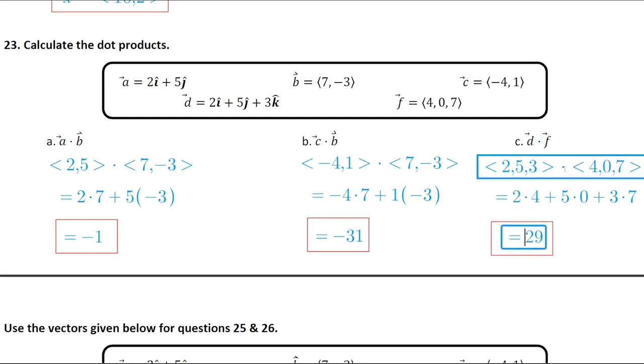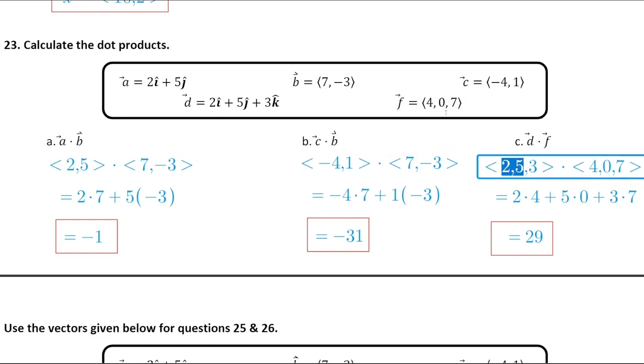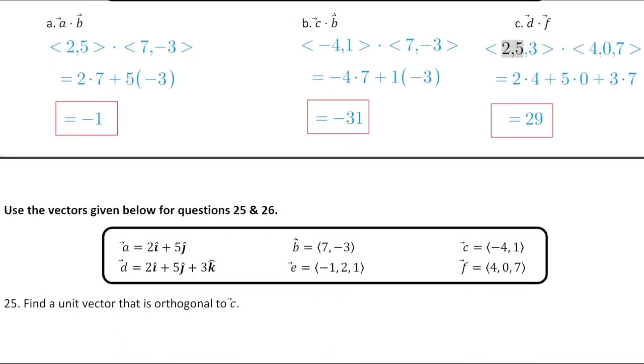So you can see the three-dimensional vector multiplication works really the same way. You could have as many entries in these vectors as you want, as long as they're the same. You can find the dot product in this way. So that wraps up page 3. Let's take a look at page 4.